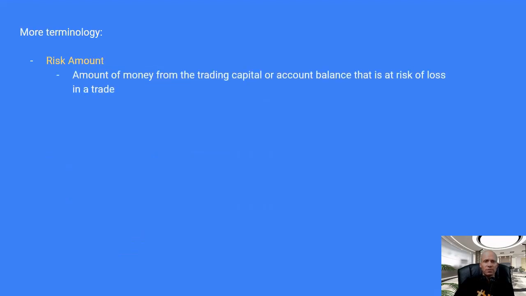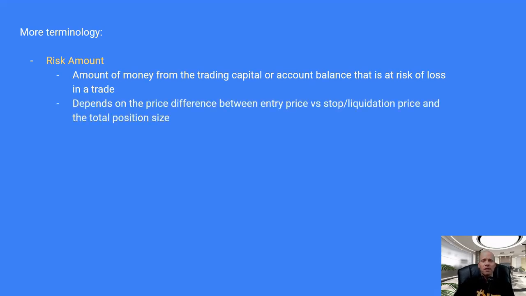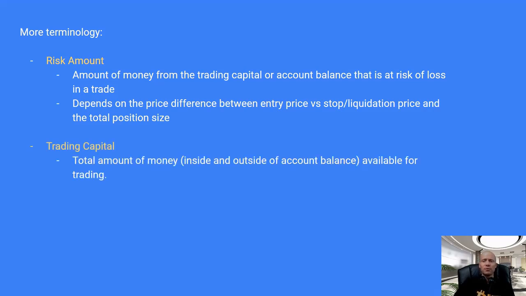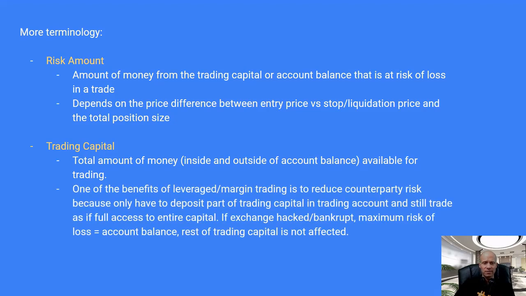What is a risk amount? This is the amount of money from the trading capital or account balance that is at risk of loss in a trade. It depends on the price difference between entry price versus the stop or liquidation price and the total position size. The trading capital, this is the total amount of money that you have available for trading, and this can be inside but also partly outside of your account balance.